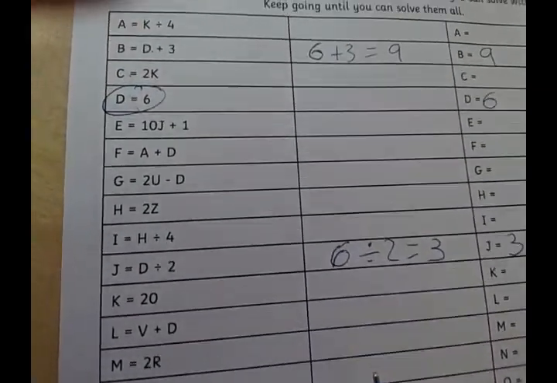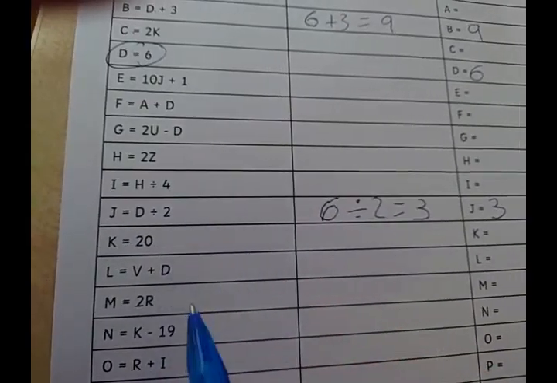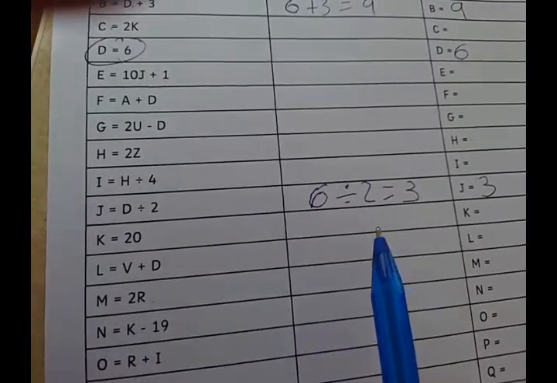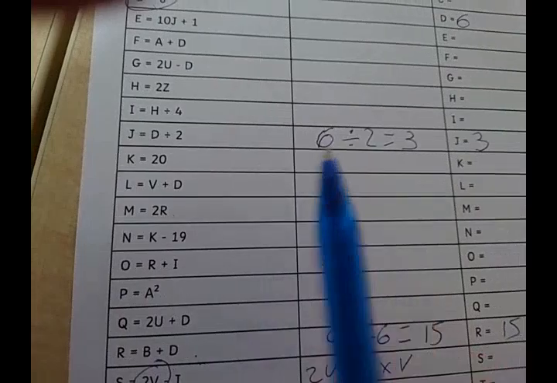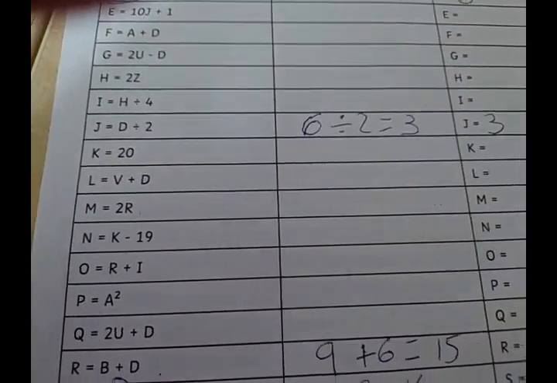Any other ones? Yeah, so 2 R's, 2 U's, 2 J's. Here we go. A squared. So, well, you know how to do that one. So if A was 2, I'm not sure what A is. You just do 2 squared. Okay, cool.